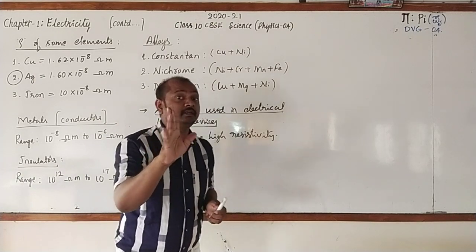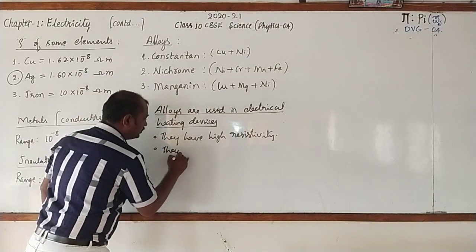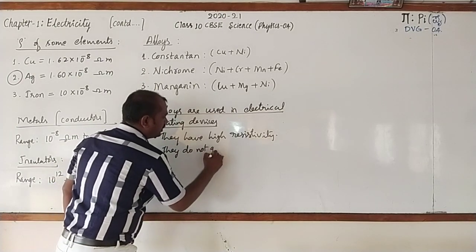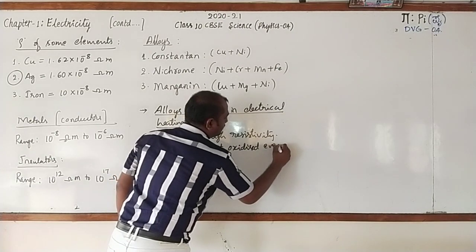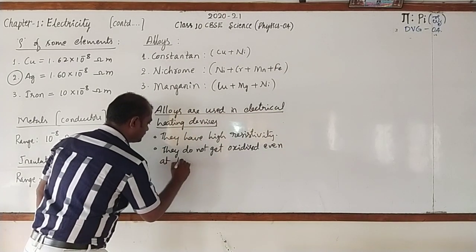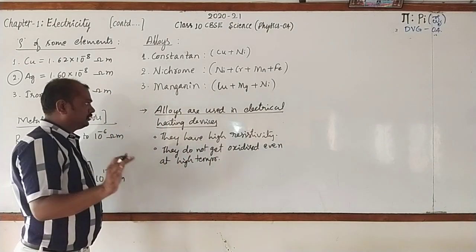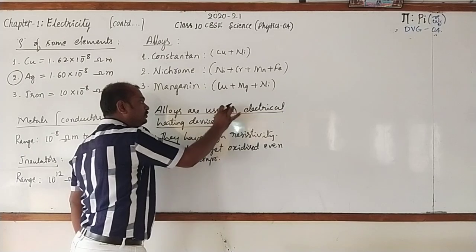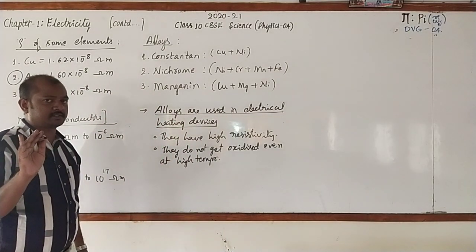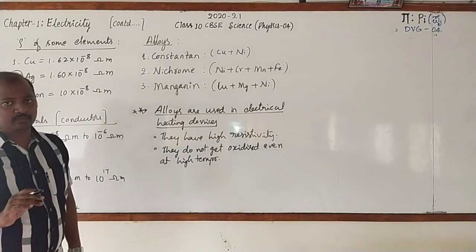Then another thing is, these alloys do not get oxidized or they do not get burnt even at high temperature. That is also another important point. They do not get oxidized even at high temperature. Followed? These are the two important points to say why alloys are used in electrical heating devices. Please do remember, very important point in the examination point of view.